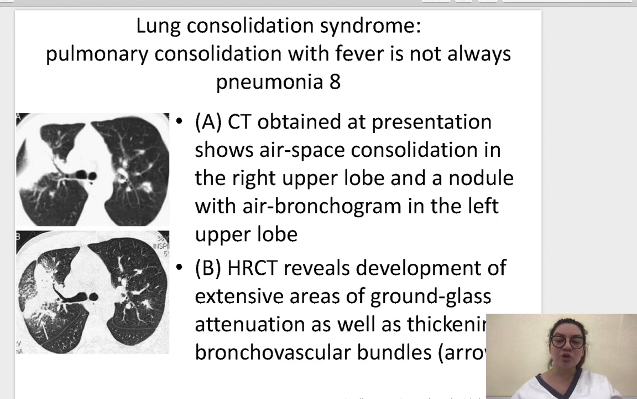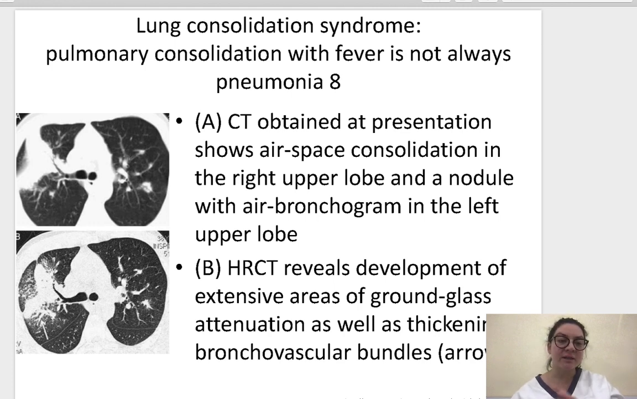Here you see a picture of the CT scan of our patient. Picture A, the upper picture, a CT obtained at presentation, shows air space consolidation in the right upper lobe and a nodule with air bronchogram in the left upper lobe. In picture B, the HRCT reveals development of extensive areas of ground glass attenuation as well as thickening of bronchovascular bundles, shown by arrows.